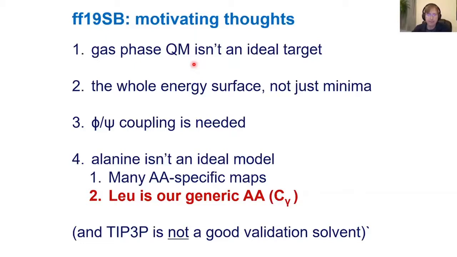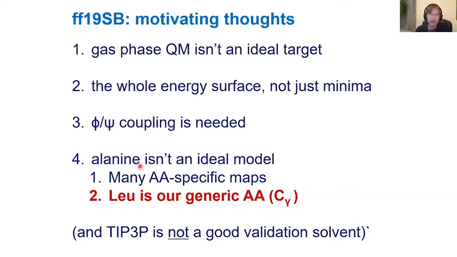And so that's not really what we want to do. The ff19SB backbone, which is what we used in ff14SB, had only been fit to minima, and those were gas phase minima, so we decided we needed to fit the whole surface. Phi-psi coupling really came from Alex and work in the CHARMM community on CMAPs. And then, like I talked about from some of our correlations, we decided that alanine wasn't a very good model.